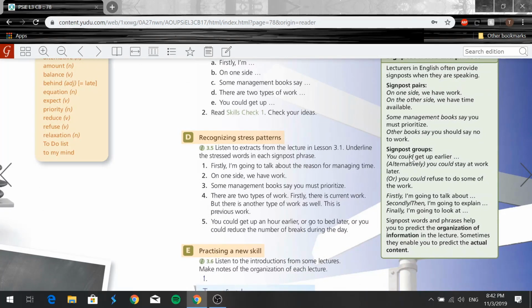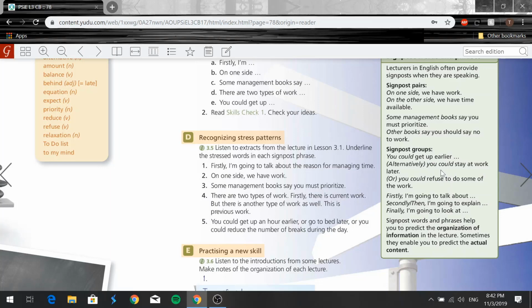These are groups of signposts. So for example, if I say, you could get up earlier, right? That is an alternative. Or alternatively, you could stay at work later. It's up to you. Or you could refuse to do some of the work, right? It's a group and you have options, okay?